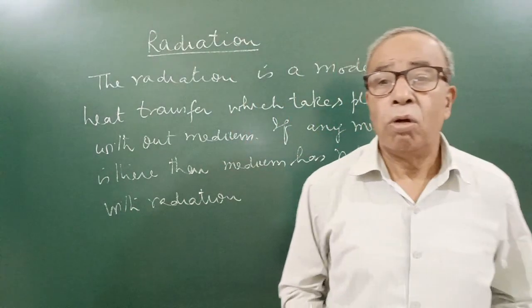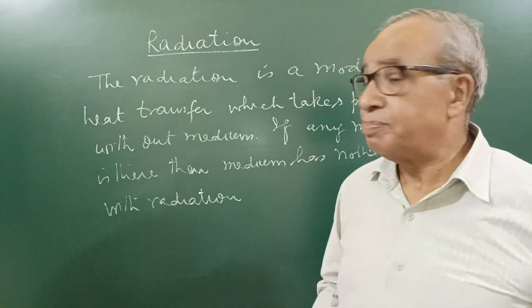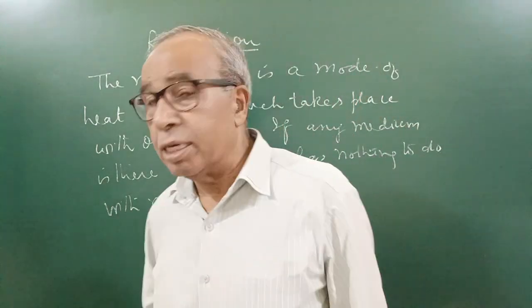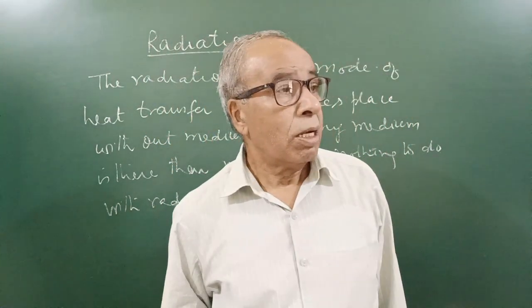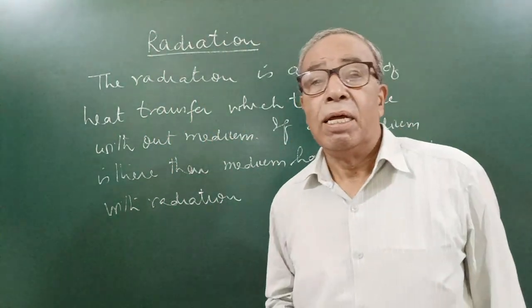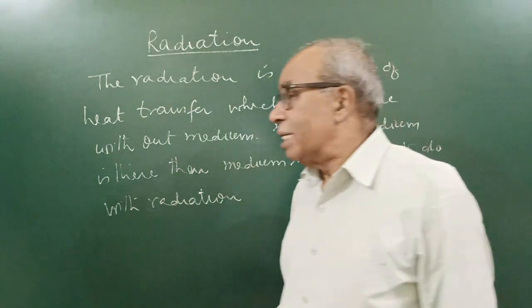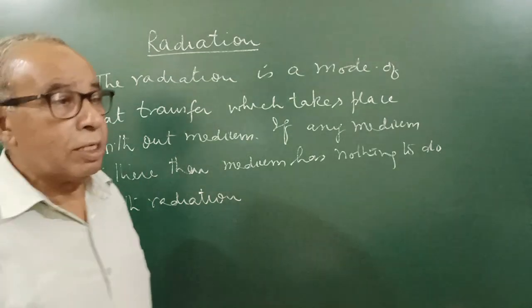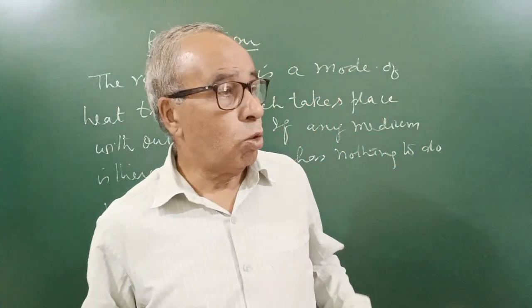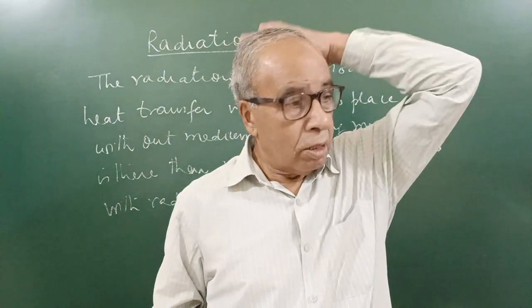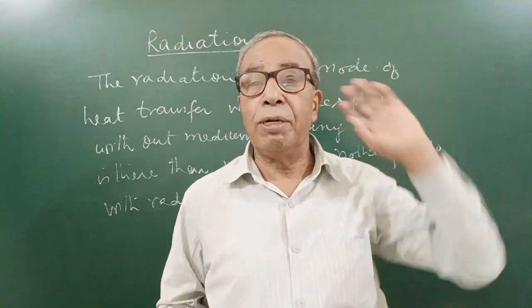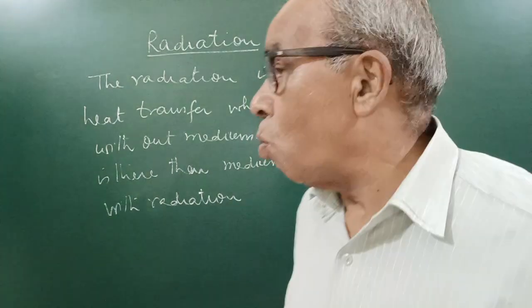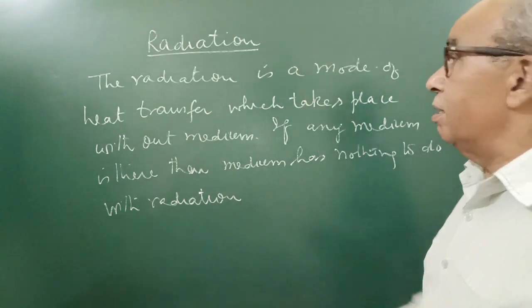Now, the process of radiation. Till now, I have told you about transfer of heat by conduction and by convection. Conduction takes place through solids. Convection takes place through fluids, that is liquid or gas. And these two methods do not take place when the hot body and cold body are separated by a large distance, by vacuum. In that case, radiation helps.